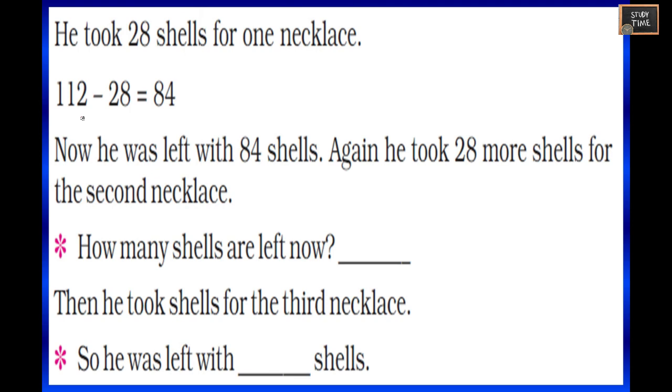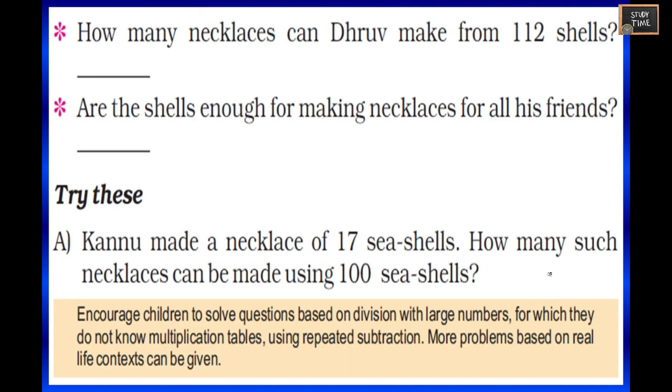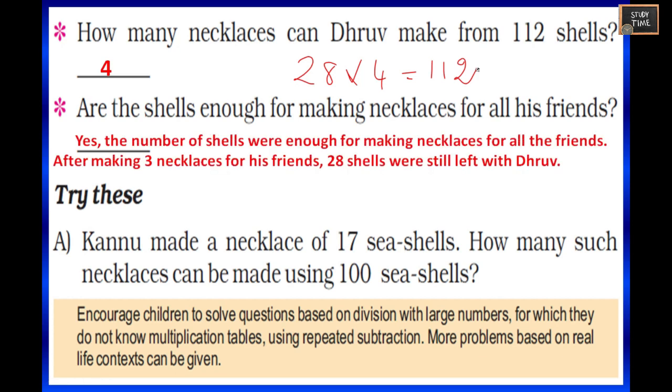So now if you subtract 28 from 112, you will be getting 84. Again, he took 28 for the second necklace. So now he'll be left with 84 minus 28, so he'll be left with 56. Again, he took 28 for the third necklace. So 56 minus 28 is 28. So how many necklaces can Dhruv make from 112? So he can make 4 necklaces, meaning 28 into 4 is 112. Isn't it? Are the shells enough for making necklaces for all his friends? Yes, the number of shells was enough for making necklaces for all the friends. After making 3 necklaces for his friends, 28 shells were still left with Dhruv.